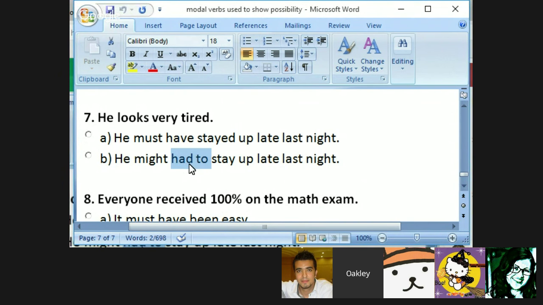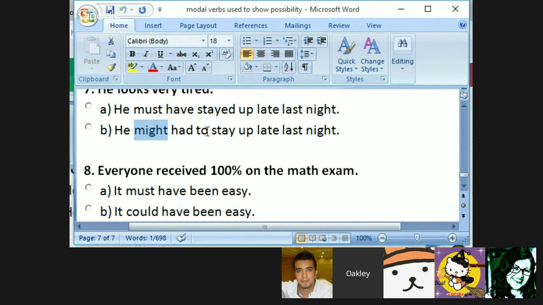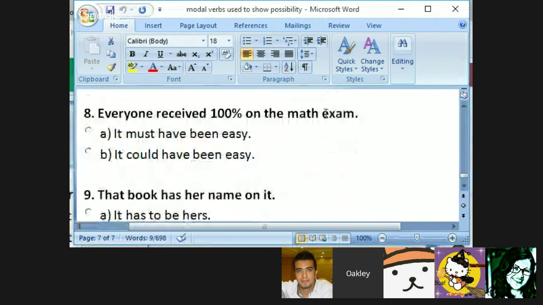Okay, had to, as I said earlier with Heidi, we can use had to with a probability, had to obligation with another probability. However, if you're talking about the past, this would have to be he might have had to stay up late. Okay, yeah. You need might have. So it wouldn't work. Grammatically speaking, B is impossible, so it's got to be A.